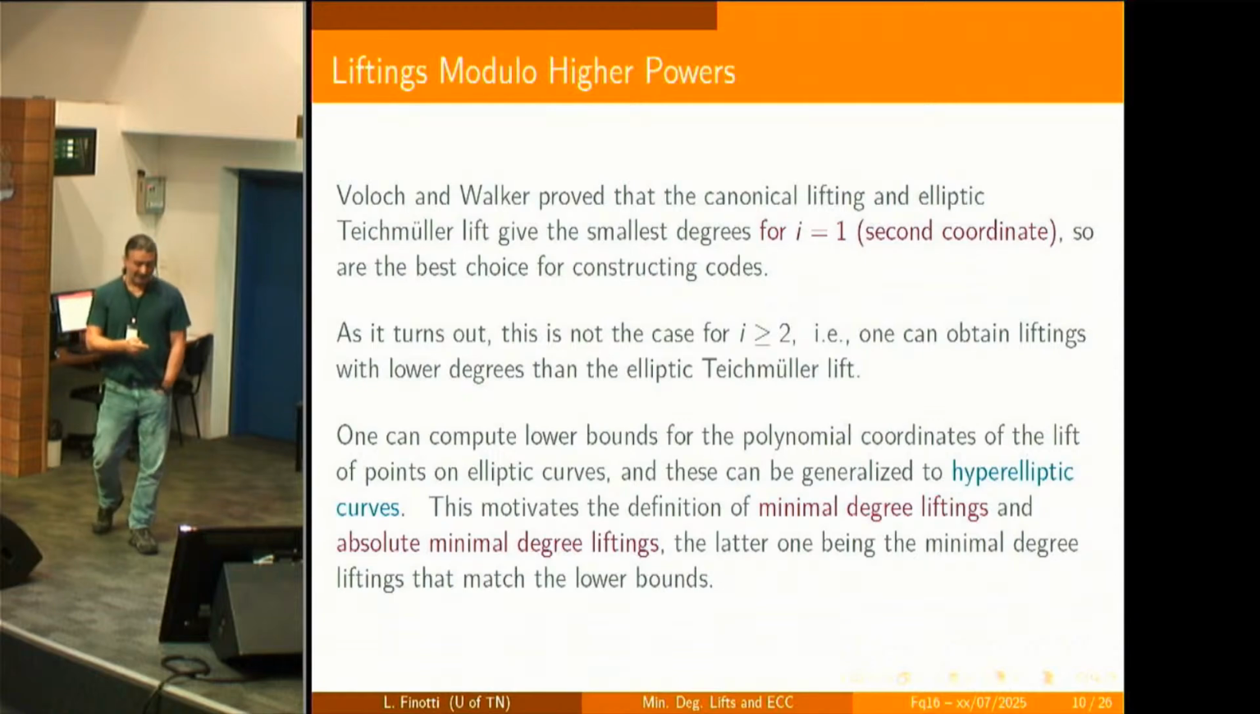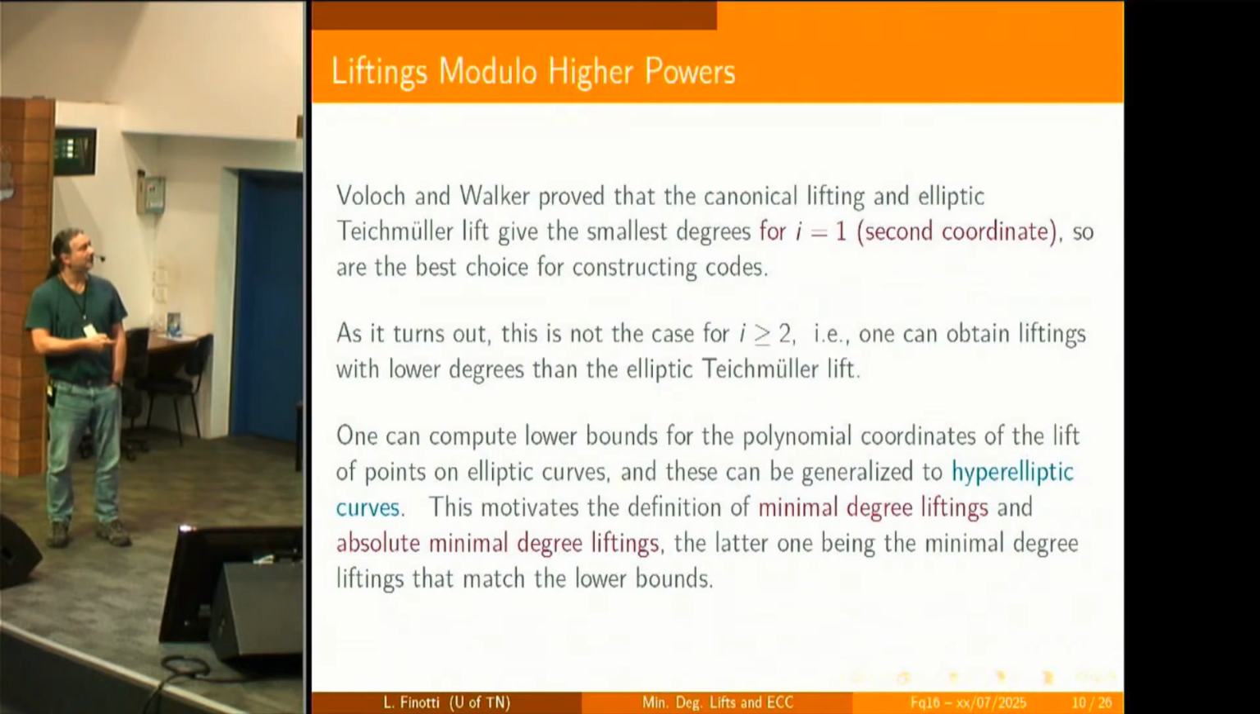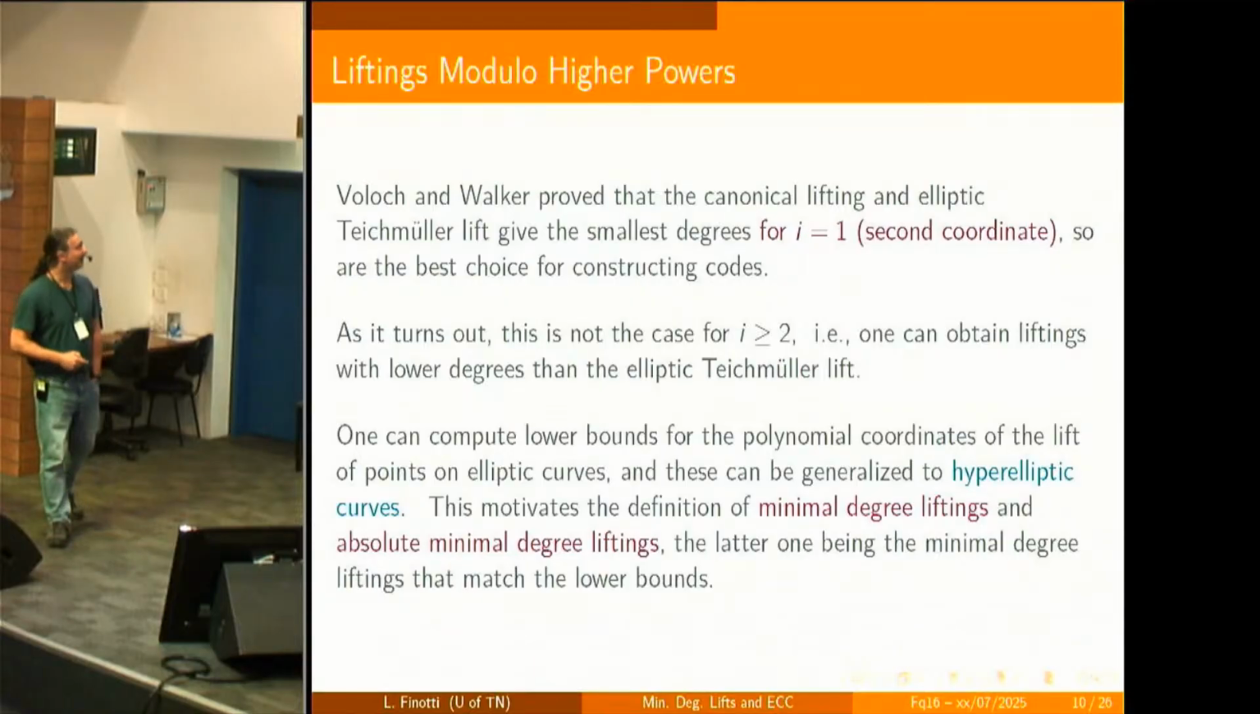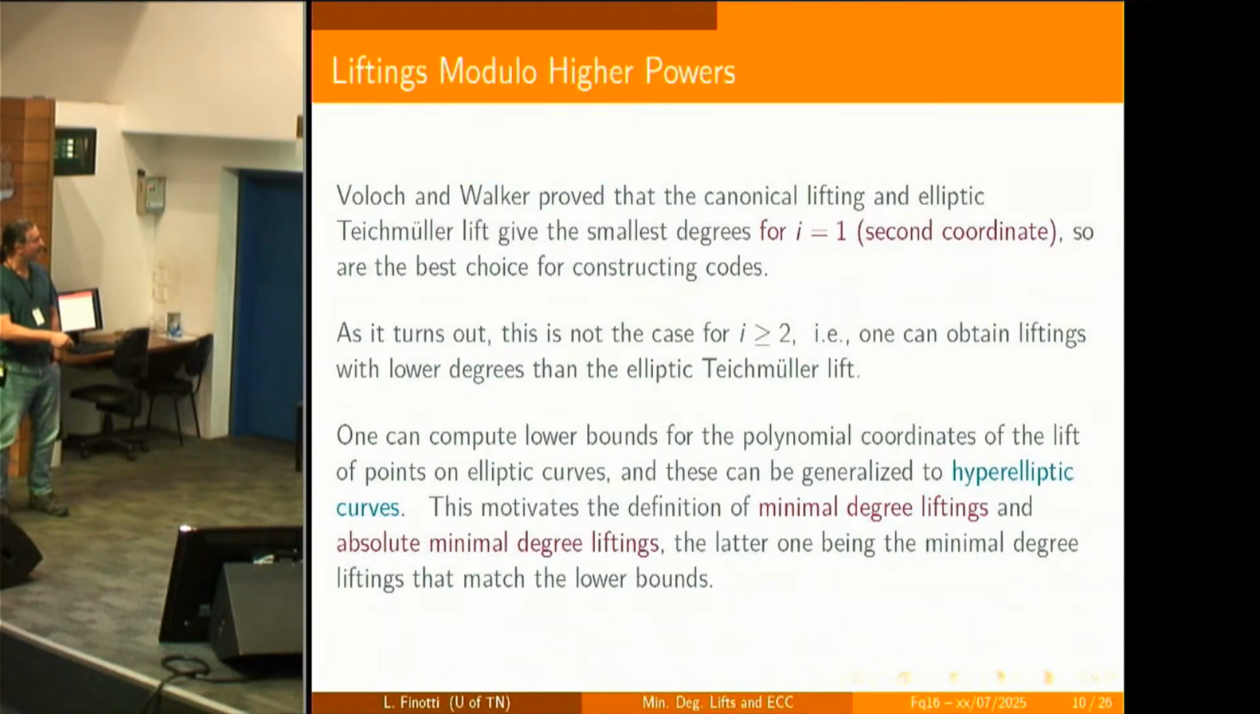This made me introduce two notions: minimal degree liftings and absolute minimal degree liftings. The minimal is just we start with two curves, the one in characteristic 0 and the one given by the reduction modulo p, and given the two, how do you get the minimal degree? The absolute, you only start with the one in the bottom, and you search among all the liftings of it, which one is going to give you the minimal degree.